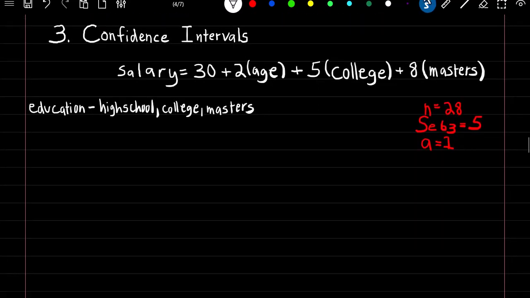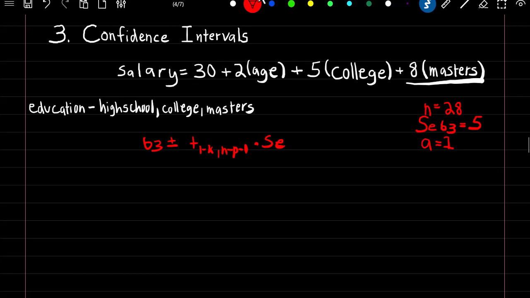Confidence intervals. Just like how t-scores behave the exact same way for simple linear regression and multiple linear regression, so do the confidence intervals. Say we want to form a confidence interval for our beta 3 parameter, or masters. Masters is part of a categorical variable, education, that has 3 levels: high school, college, or masters. The confidence interval formula is still going to be our beta parameter plus or minus our t-score times our standard error.